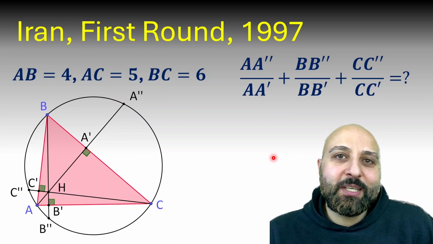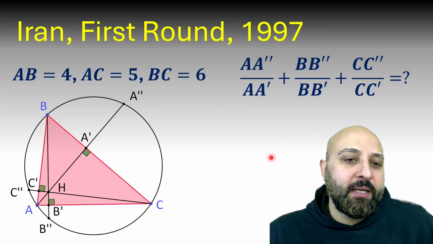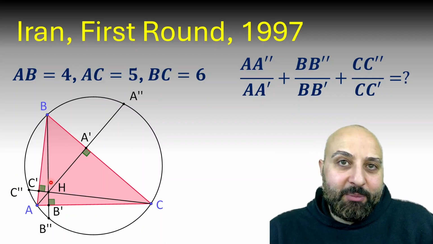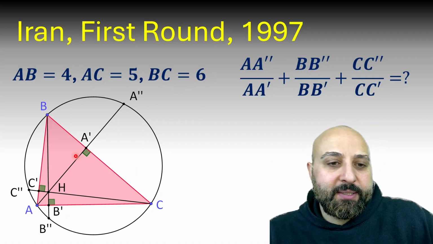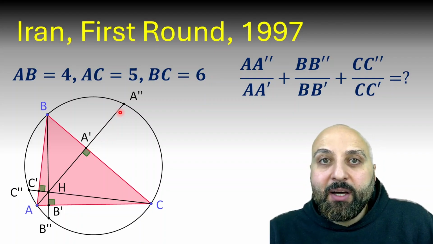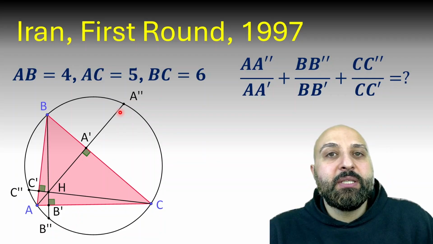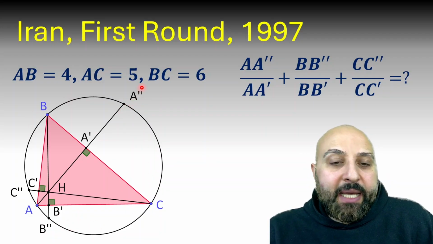Hi, here we have another question from Iranian Mathematical Olympiad, round number 1, year 1997. The question says we have a triangle ABC, AB is equal to 4, AC is equal to 5, and BC is equal to 6. We draw the altitude AA' and extend it until it intersects with the circumcircle of triangle ABC at point A double prime.